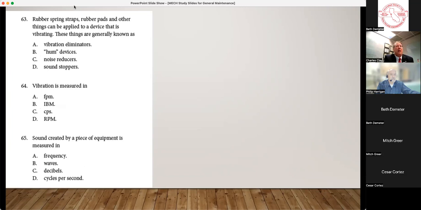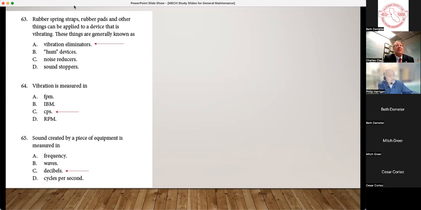Rubber spring straps, rubber pads, and other things that can be applied to a device that is vibrating are generally known as vibration eliminators, home device, noise reducers, or sound stoppers. Vibration is measured in FPMs, IBMs, CPS, or RPMs, right? And 65: sound created by a piece of equipment is measured in what? Frequency, waves, decibels, or cycles per second. And next slide, please, with the answers.